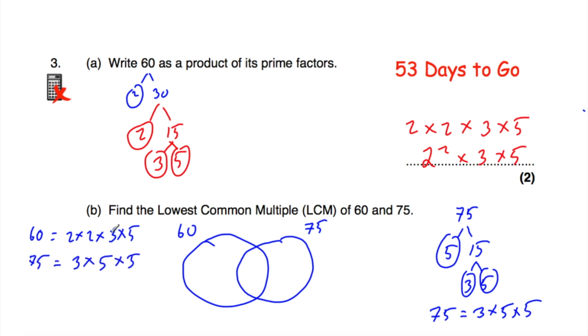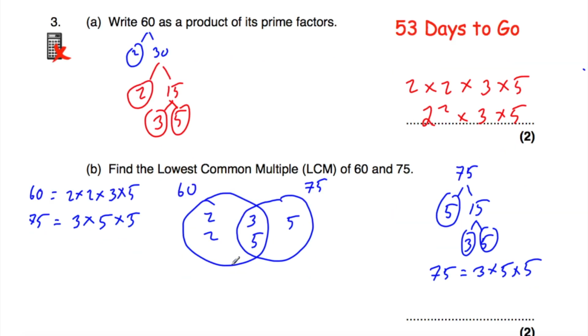In terms of 60, it's got a 3 and 75's got a 3, so we can put a 3 in the middle. Now in terms of 5, 60's got a 5 and 75's got 2 5s. That means we can put a 5 in the middle, and then we can put an extra 5 on the 75 side, because 60's got a 5 and 75's got 2 5s in their circles. And in terms of 60, 60's got 2 2s, so we can put 2 2s on this side. So that's it. If we have a look at the circle for 60, we've got 2 times 2 times 3 times 5. And in terms of 75, we've got 3 times 5 times 5.